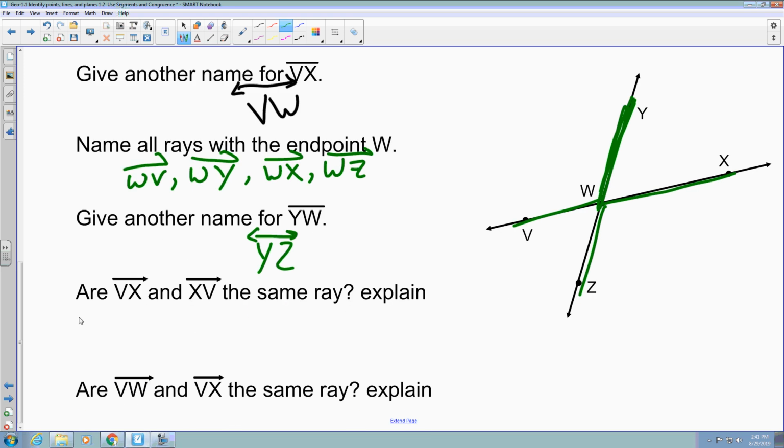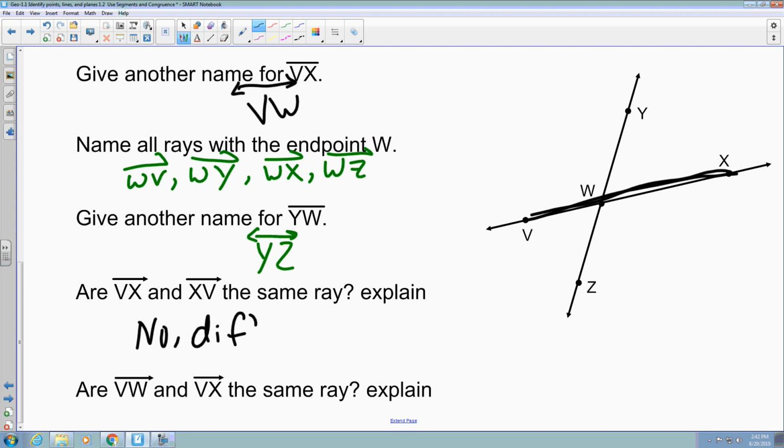Here they're asking if VX and XV are the same ray. Explain. The answer is no. The reason is because they have different endpoints. The first one's endpoint is at V, the second one's endpoint is at X. So we go from there.